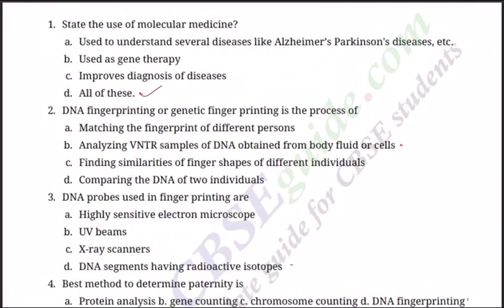Question number 2. DNA fingerprinting or genetic fingerprinting is the process of matching the fingerprint of different persons, analyzing VNTR samples of DNA obtained from body fluids or cells. I think that should be the answer. C. Finding similarities of finger shapes of different individuals. Not at all. D. Comparing the DNA of two individuals. I think it is VNTRs, variable number of tandem repeats.